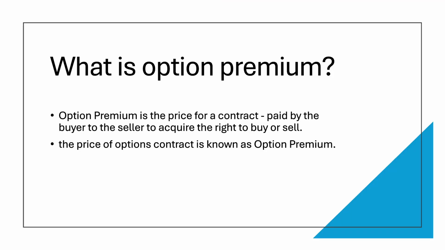When it comes to option trading, the option premium is very important because you are not paying the real value of the underlying asset. You are only liable to pay the option premium. The option premium is the price of the contract, which you need to pay to make the contract. It is paid by the buyer and received by the seller, who acquires the right to buy or sell. So the price of the option contract is known as the option premium.